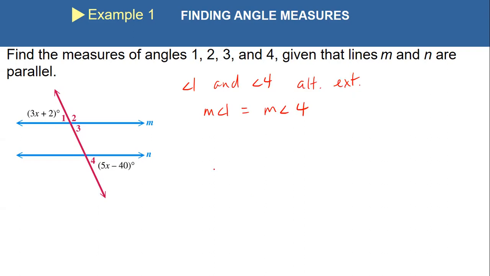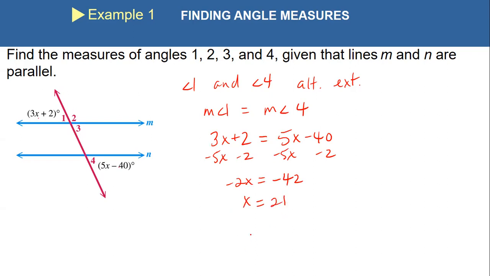Correct? So therefore, I'm going to take their two unknowns and set them equal to each other. So we have 3x plus 2 equals 5x minus 40. And then now it becomes an algebra problem, right? It's no longer geometry, it's now algebra. So we're going to do the algebra to get our x by itself. So we're going to subtract 5x, subtract 2, and we're left with negative 2x equals negative 42. So therefore, x equals 21.